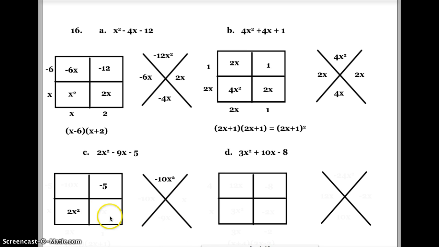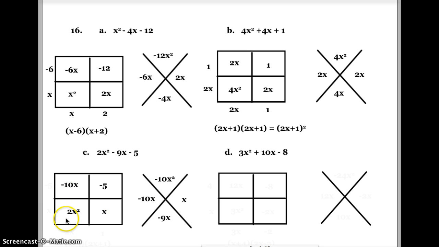But these two boxes also have to add up to the middle term of my quadratic when it's written as a sum, which is negative 9x. Now what can I multiply together to get negative 10x squared and have a sum of negative 9x? I know since I have a negative product, one's got to be positive and the other's got to be negative. I know since my sum is negative 9x, the negative number's got to be 9 bigger than the positive number. So those numbers are going to be negative 10x and x. If I add those together, I get negative 9x. If I multiply those together, I get negative 10x squared. Put those into the boxes.